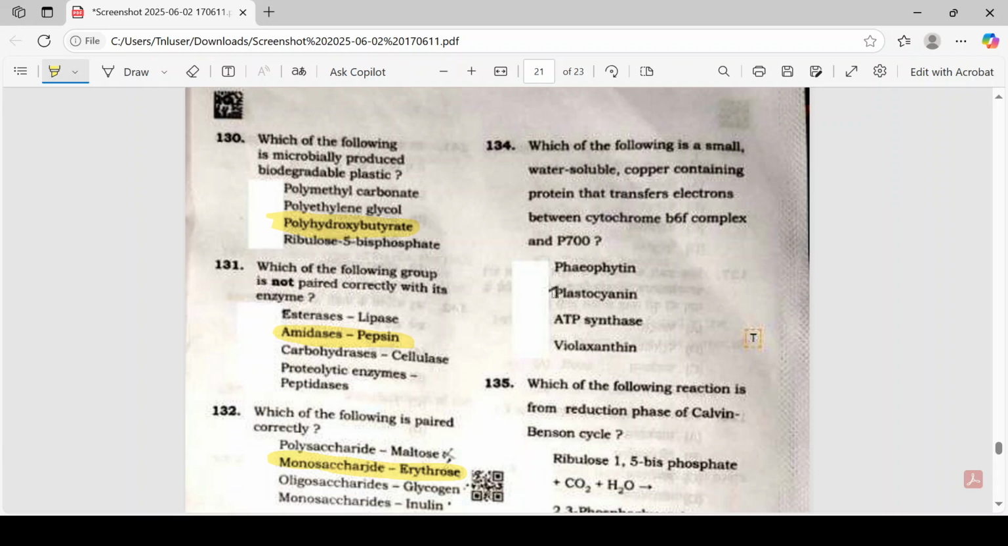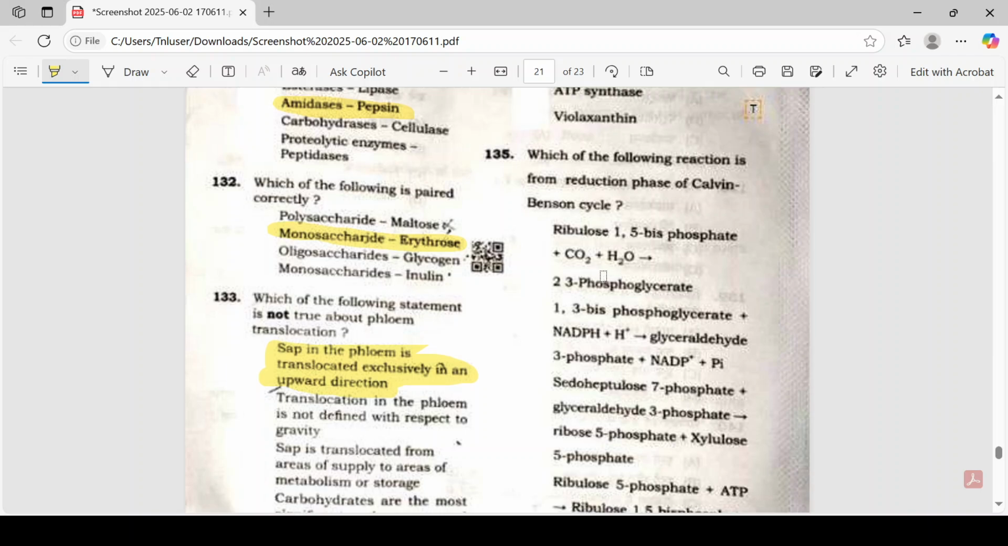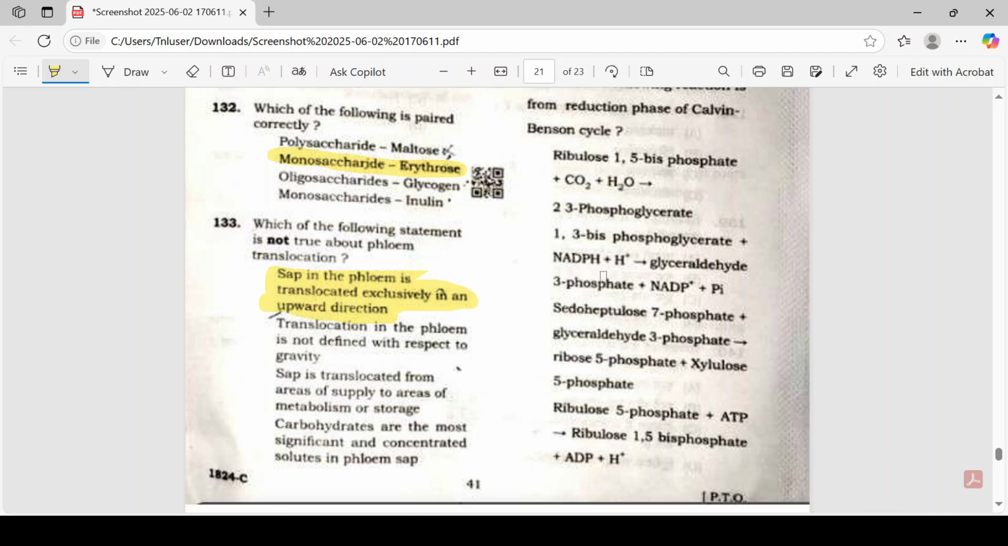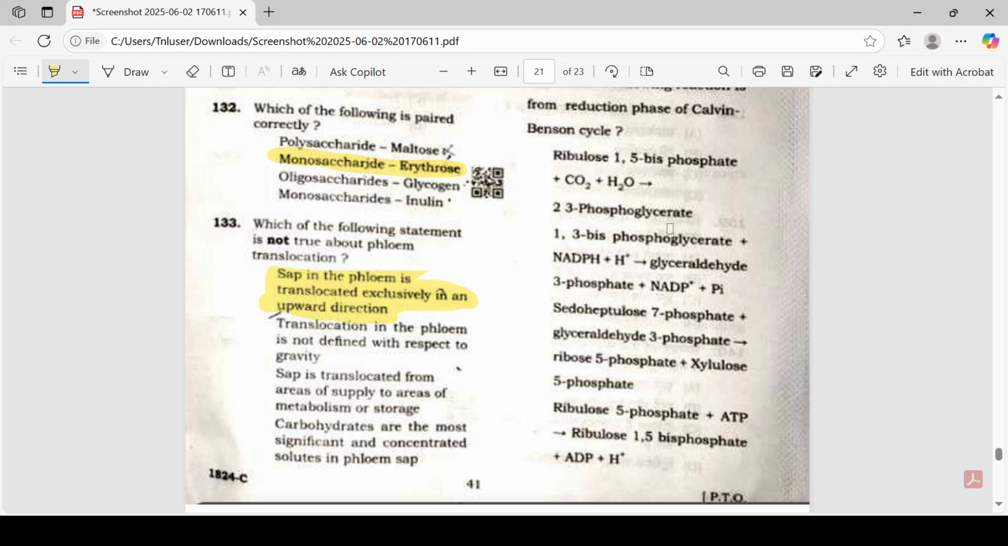So yeah, the correct answer over here will be plastocyanin. Okay. Question 135. Which of the following reactions is from a reduction phase of the Calvin-Benson cycle? Everyone, do try to understand that we are not very clear with the answer to this question. There are certain options which seem to be the correct answer. So yeah, let's wait for the final answer key for this particular question.